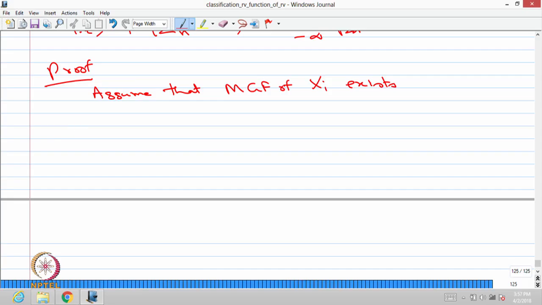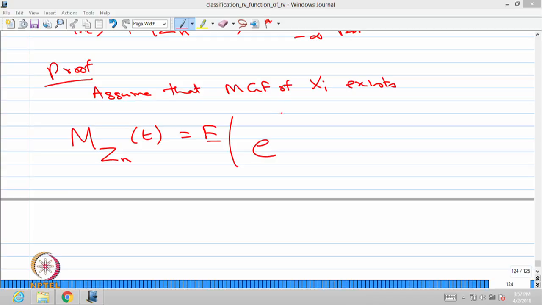Let us go for finding out the MGF of Zn as a function of t. The moment generating function for the random variable Zn as a function of t is nothing but the expectation of e power t times the sum of random variables 1 to n, minus n mu, divided by the square root of the variance of the sum. Since all are IID random variables, their mean is mu, so the sum has mean n times mu. Each random variable has variance sigma square, therefore the variance of the sum is n sigma square. Here you need the square root of the variance, therefore square root of n sigma. So this quantity is going to be the MGF of the random variable Zn.